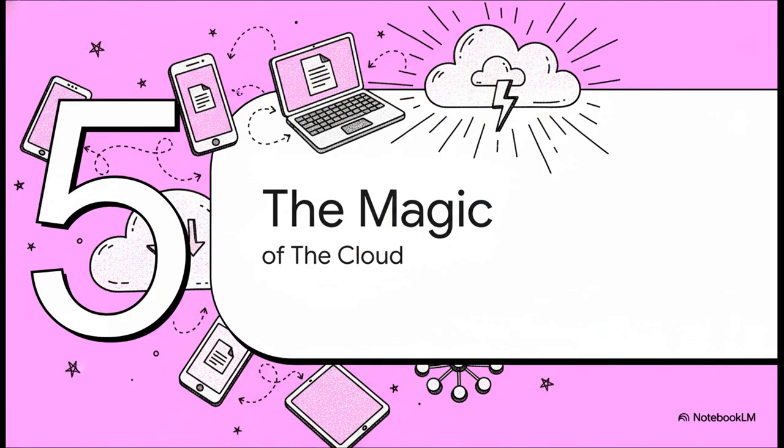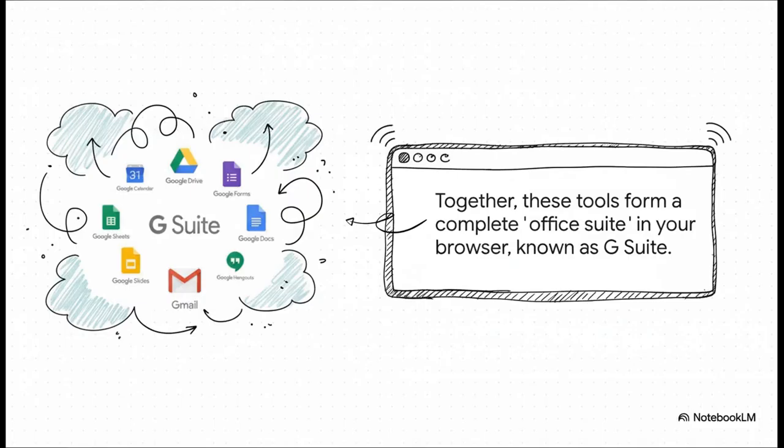Okay, so you have all these amazing tools, right? Docs, Sheets, Slides, but how do they all work together so seamlessly? I mean, how does a change you make on your phone show up instantly on your laptop? What's the magic there? Well, when you bundle them all together, they form a complete office suite. You might know it as G Suite, though Google calls it Workspace now. But the really huge difference is that, unlike the software we used to use, this whole suite isn't stuck on just one computer. Nope, it lives online.